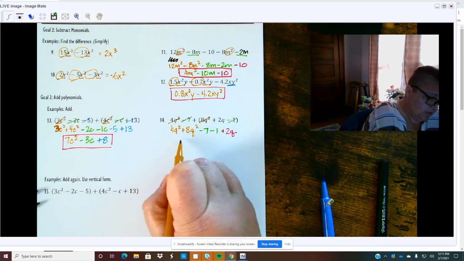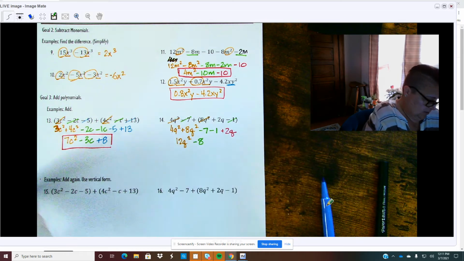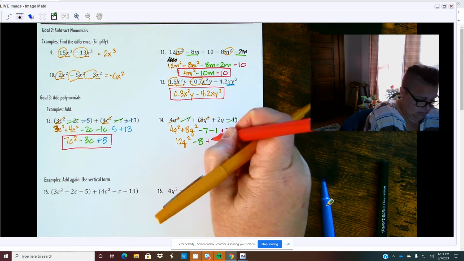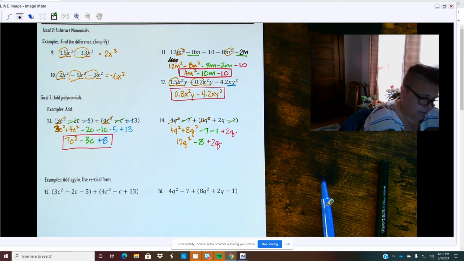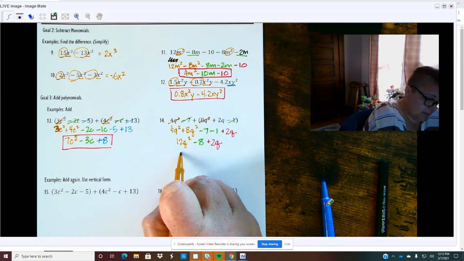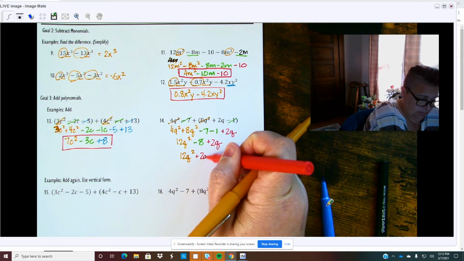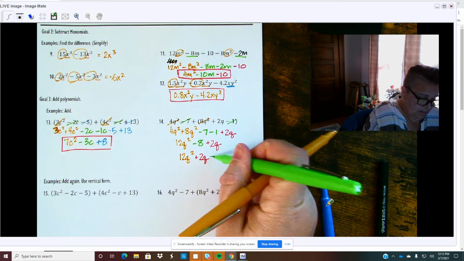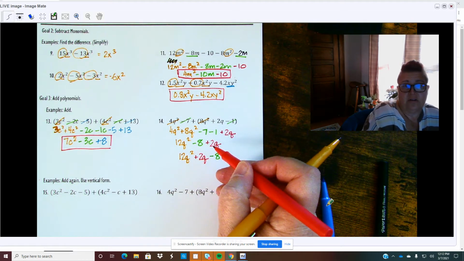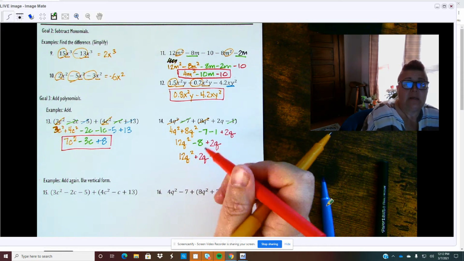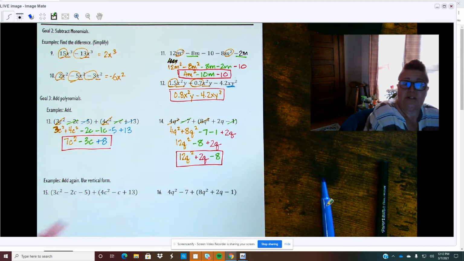All right, so we've got a 4q squared and an 8q squared for a 12q squared minus 8 plus 2q. Now, it should be noted that mathematically, the correct way to write this in descending order is the 12q squared plus 2q minus 8. As we've talked about previously, this is not an incorrect answer. The notation is a little bit off because we want to write them in descending order. So just watch out for that, please.